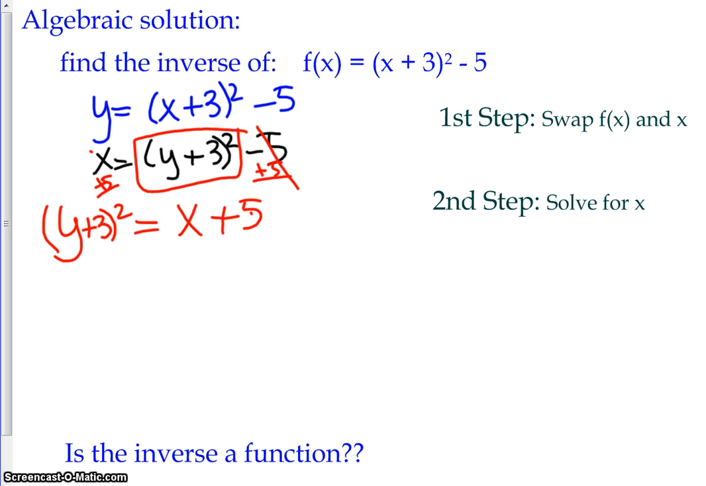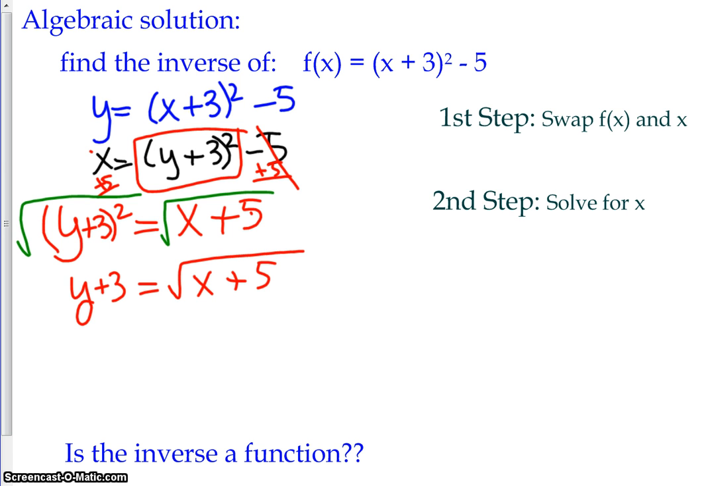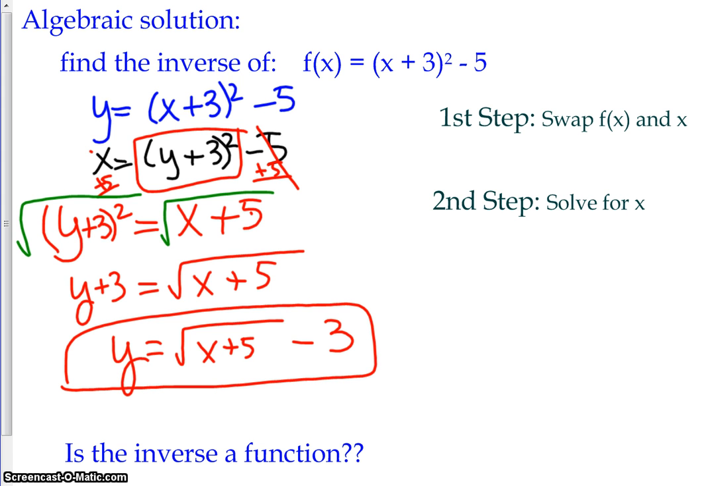How do I get rid of my squared now? Well, to get rid of this y plus 3 quantity squared, I'm going to take the square root of both sides. So now I have y plus 3 equals the square root of x plus 5. And then now I have that 3, so I'm just going to subtract that from both sides. So my answer in the end is y equals the square root of x plus 5, minus 3.